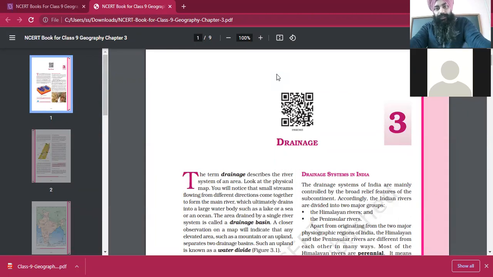Smaller streams of water bodies continuously flow. When we use the general term water body, it may be a pond, lake, sea, ocean, any body of water. So streams continuously flow according to the slope of a region. When the smaller streams join together in a larger stream, they are known as the tributaries.